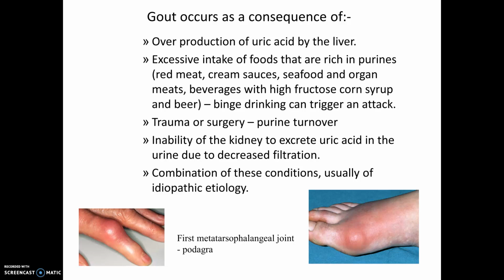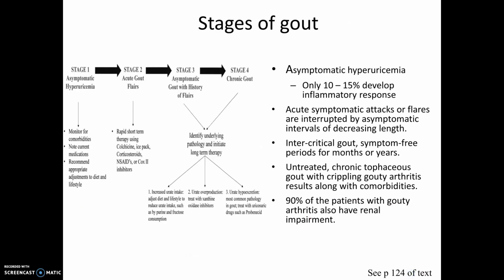Individuals suffering from gout, they should avoid purine-rich foods, red meat, creamy sauces, organ meats, and they should stay away from alcohol and liquor and spirits. These should all be avoided. The various stages of gout are shown in this particular slide.